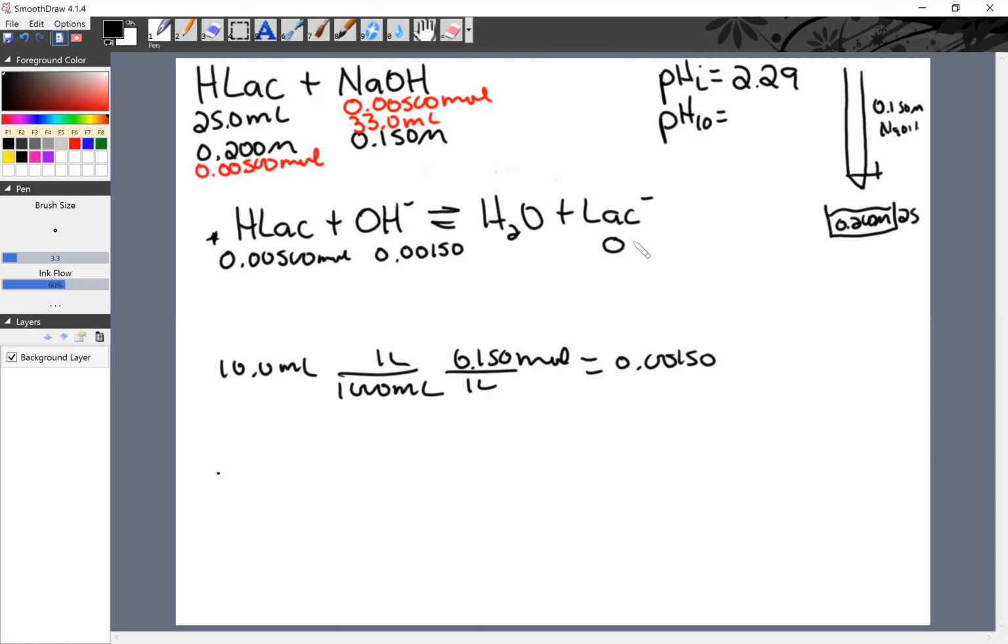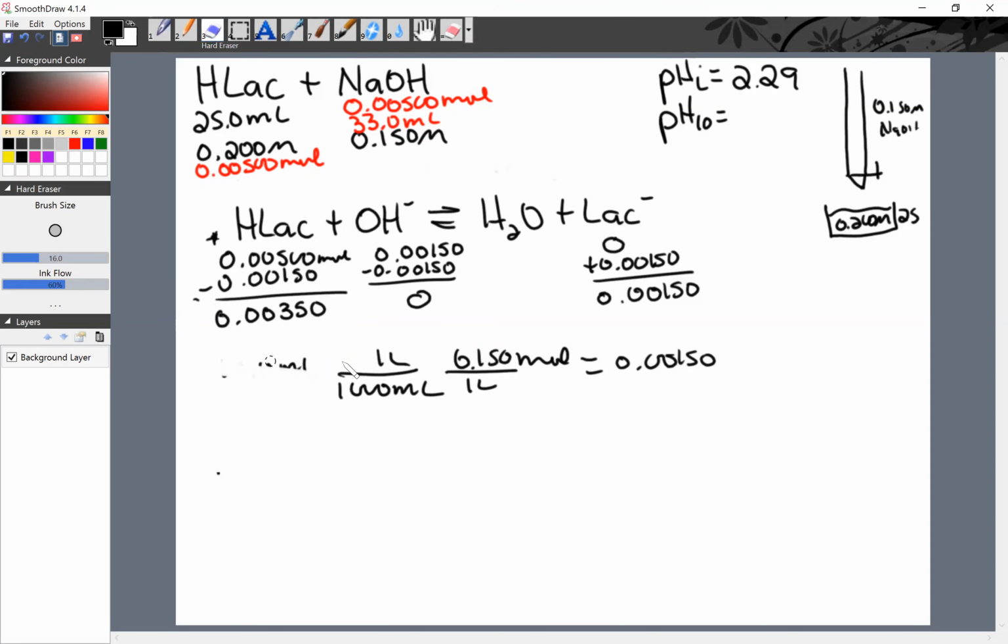And I didn't start with any lactate. Do I have enough HLAc to sop up all of my base? And the answer is yes. 0.00150. Gonna use up all of that base I put in, and I'm going to create some lactate. And somebody plug and chug. It's 3.5 times 10 to the negative third. So 2 zeros. Yep. Okay. All right.